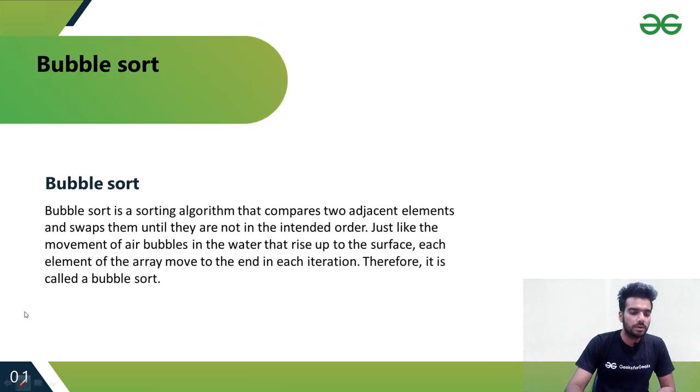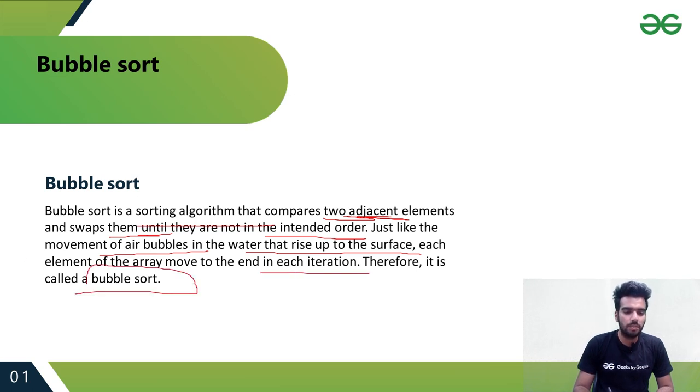Now let's see another sorting algorithm, which is bubble sort. Now what does bubble sort say? It is a sorting algorithm that compares two adjacent elements and swaps them until they are in the intended order, just like the movement of air bubbles in water that rise up to the surface. Each element of the array moves to the end in each iteration. Therefore, it is called bubble sort.